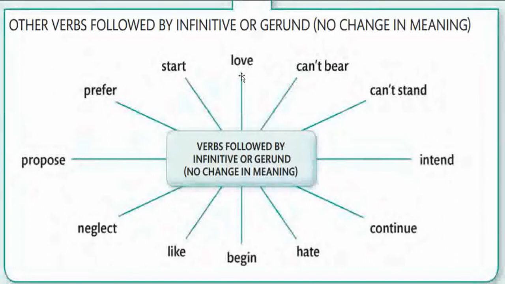Now let us see certain words. These words will take either gerunds or an infinitive after them, and there will be no change in the meaning whatsoever. Let us read from the 12 o'clock position. Love watching, love to watch. Can't bear asking, can't bear to ask. Can't stand giving, can't stand to give. Intend to go, intend going, continue writing, continue to write, hate asking, hate to ask, begin writing, begin to write, like going, like to go, neglect, neglect to, propose, propose inviting, propose to invite, prefer asking, prefer to ask, start writing, start to write.